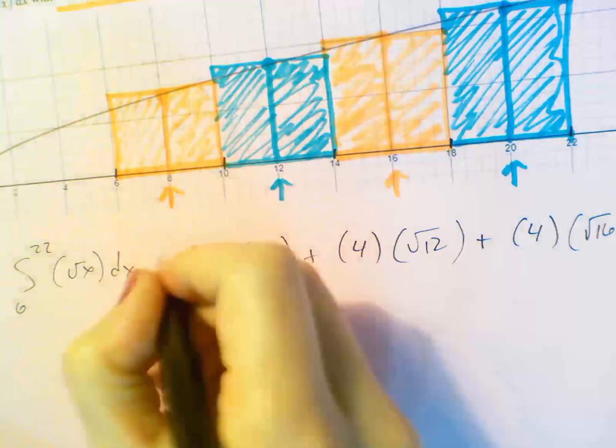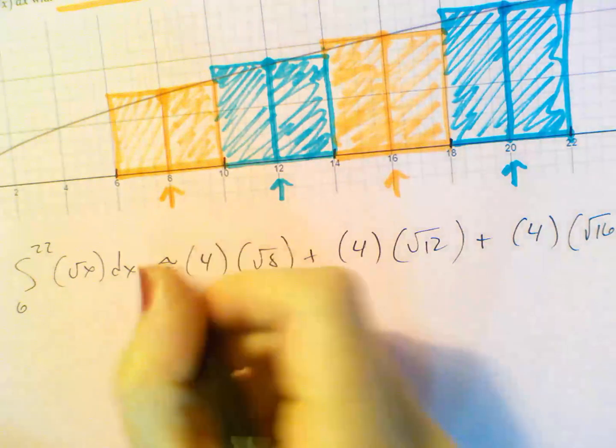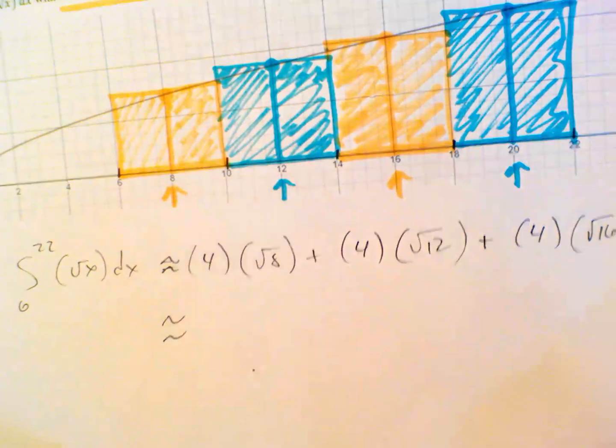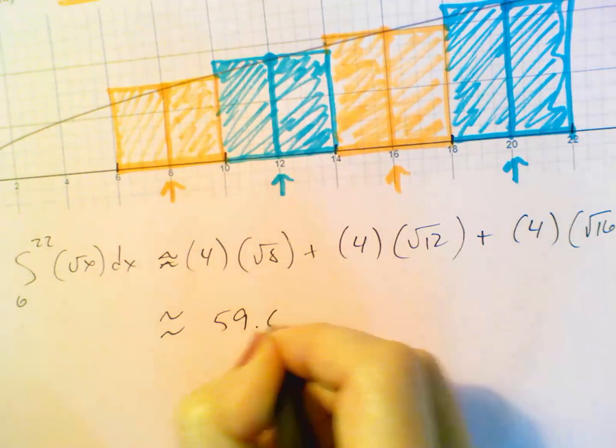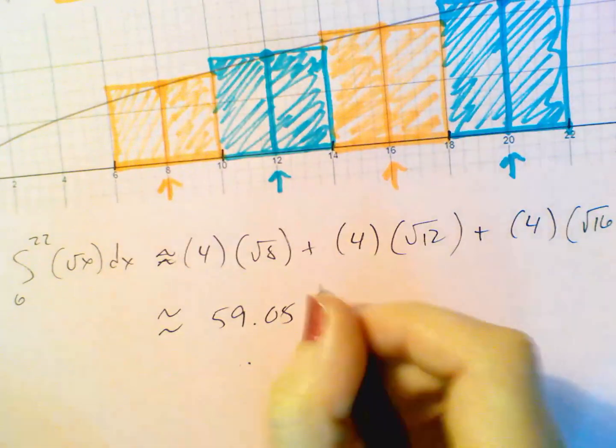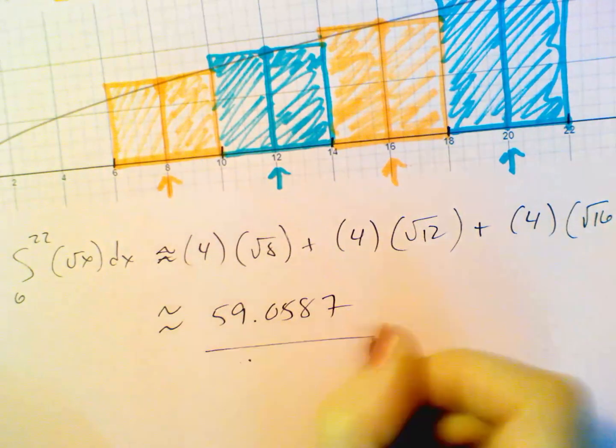All right? I said they won't dock you if you say equals, I think, instead of approximation. But so this approximation is 59.0587.